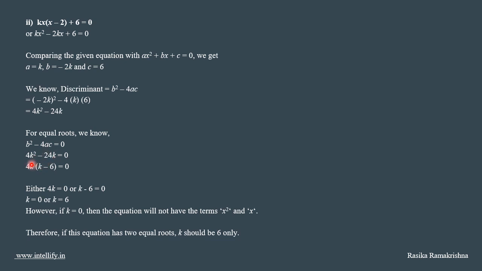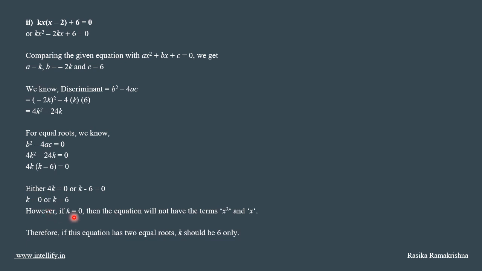So 4k square minus 24k will be the discriminant in this case, and that's got to be equal to 0, which implies 4k times k minus 6 is equal to 0. So either 4k is equal to 0 or k minus 6 is equal to 0. So we have k equal to 0 or k equal to 6. So we have two possible values for k. Let us see if they both make sense.